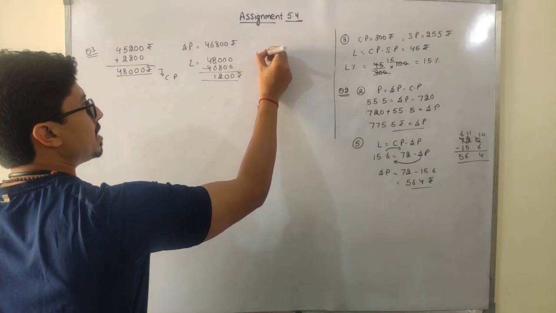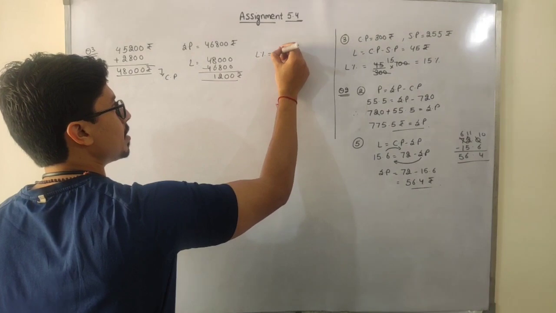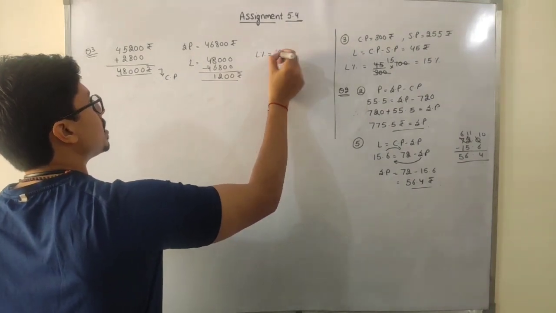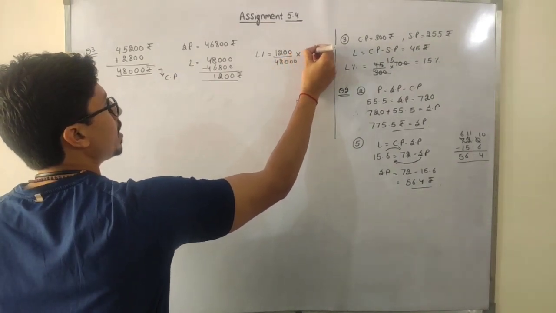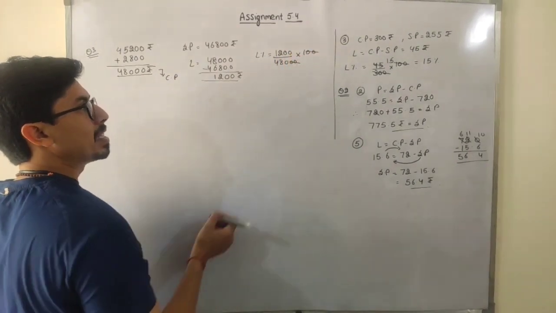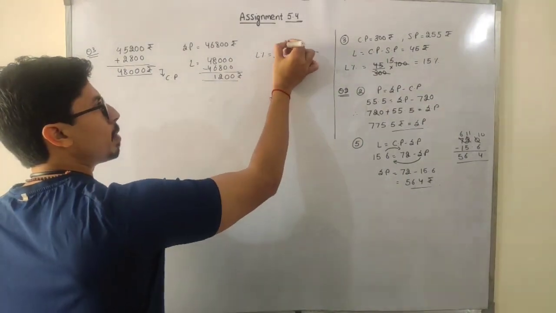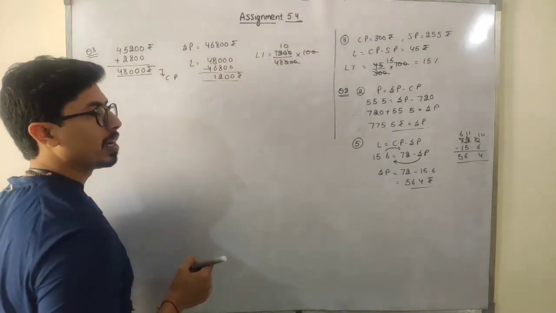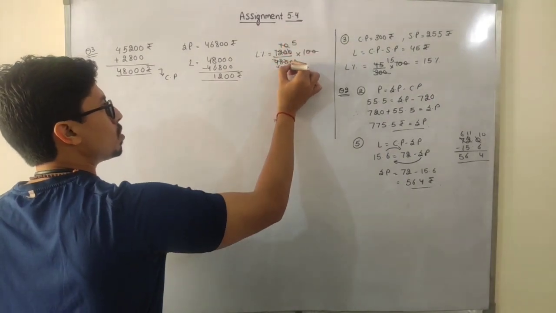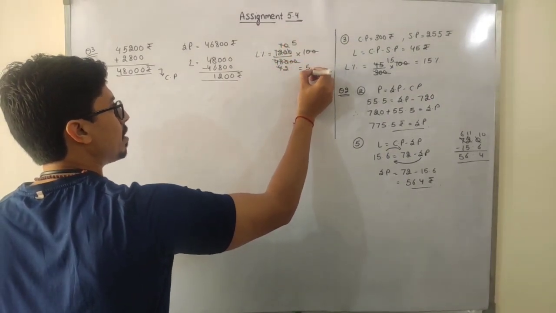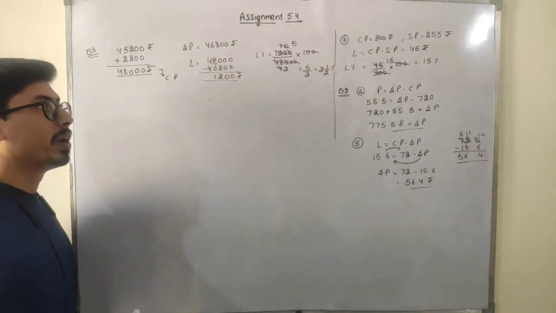And the loss percentage means loss by CP into 100. So loss is this upon CP. CP is this much into 100. Now see, the 2 zeros can be cancelled out by these 2 zeros. 1 zero can be cancelled out by this 1 zero. If I just cancel them out, 12 ones are 12, 0. 12 fours is 48. 2 fives are 10. 2 twos are 4. So 5 by 2%. 5 by 2 means 2 and 1 by 2%. So this is my required answer.